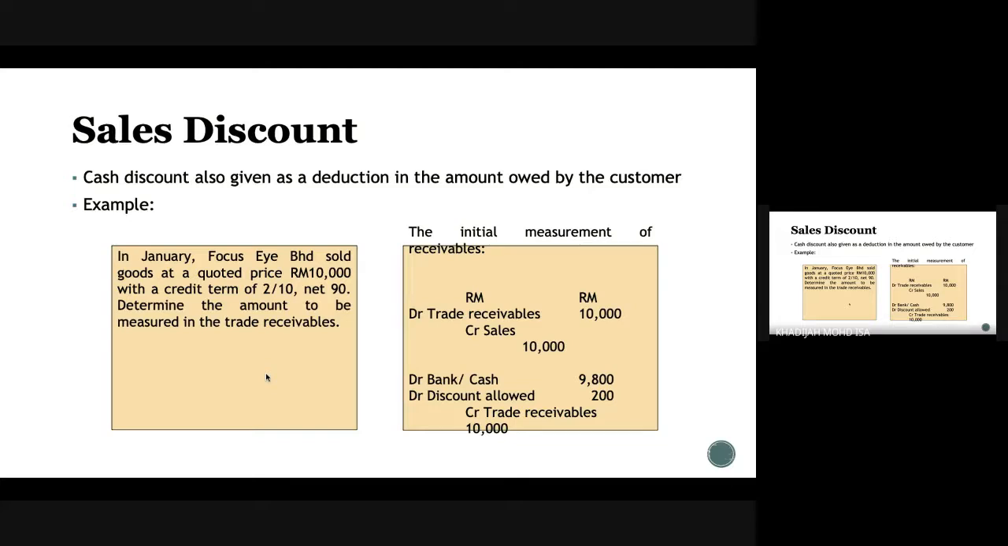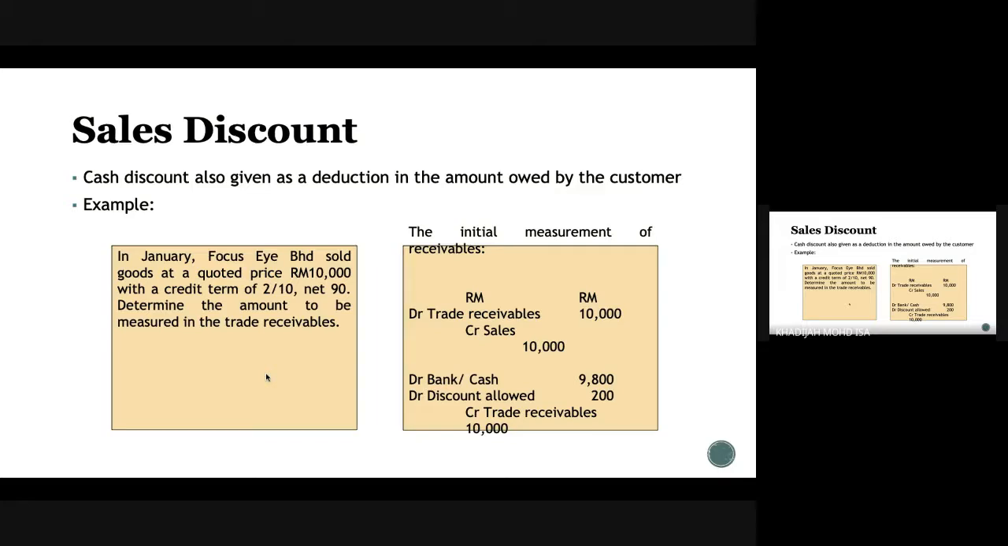So the 200 is the discount, so you're going to debit bank, right, instead of receiving 10,000, you only receive 9,800 because you give a discount of 200. So you're going to debit your discount allowed. So remember that when you give a discount here it means that you're supposed to receive 10,000, but because you give a discount, you only receive 9,800. So the 200 ringgit discount given is seen as an expense to the company. So remember that expense is always a debit entry. So that's why you debit your discount allowed 200.